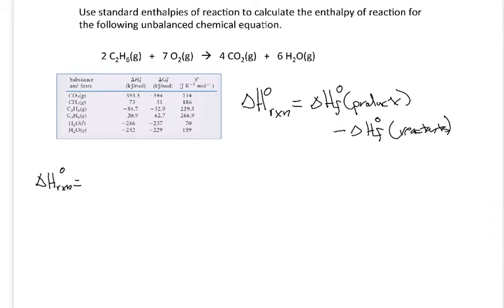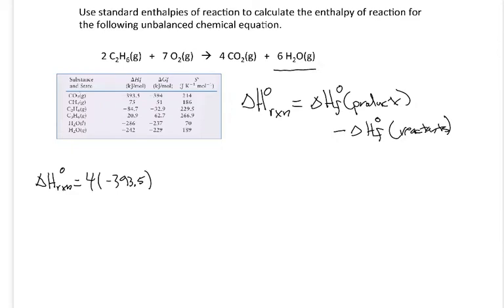And so what this would look like for this particular problem is I look and see that I have 4 moles of carbon dioxide in the chemical reaction. So I'll look up the enthalpy of formation of carbon dioxide and multiply that by 4. So I've got 4 times negative 393.5. And then I'll add to that the enthalpy of formation of 6 waters.